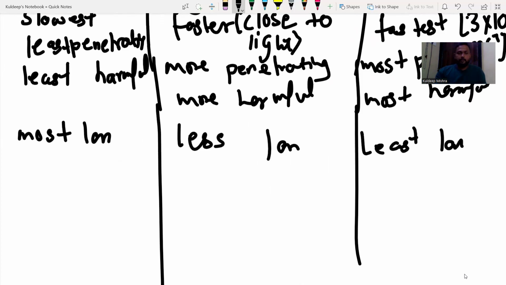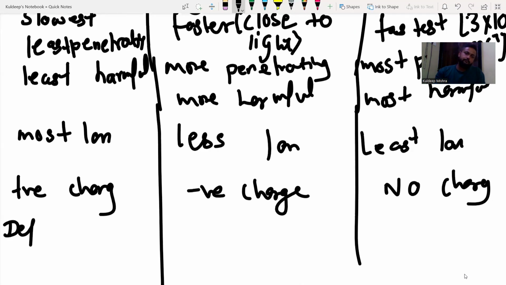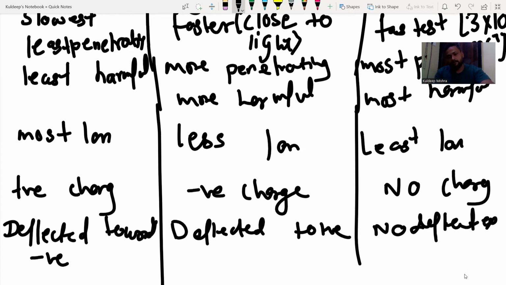Okay. And also this is positively charged because it has two protons. This is negatively charged because it is a fast moving electron, and this has no charge. So in an electric field, alpha is deflected towards negative. Beta is deflected to positive. And gamma is not deflected when we are talking about electric fields. EF means electric fields, okay?